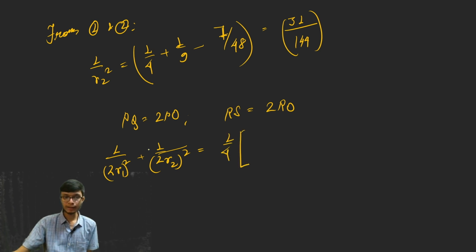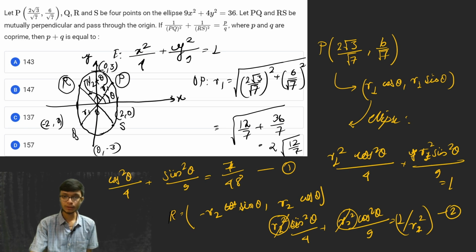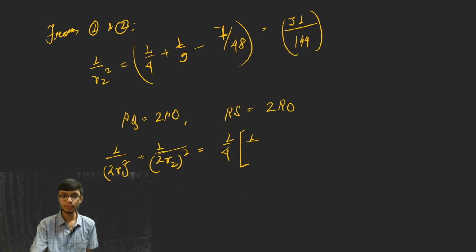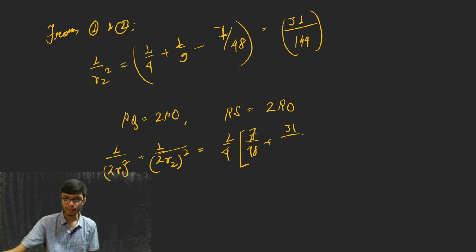And that is equal to, if you take 1 by 4 common, you will get 1 by R1 square. R1 square was basically equal to 48 by 7, so that will be 7 by 48. So that is equal to 7 by 48 plus 1 by R2 square, which is 31 by 144, and into 1 by 4.